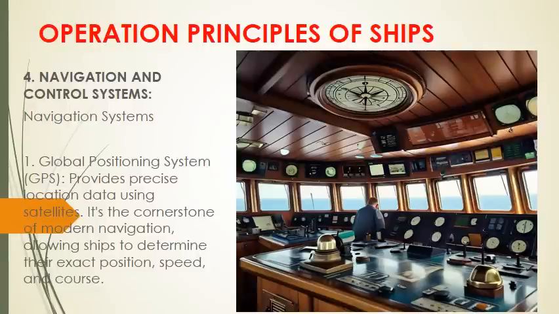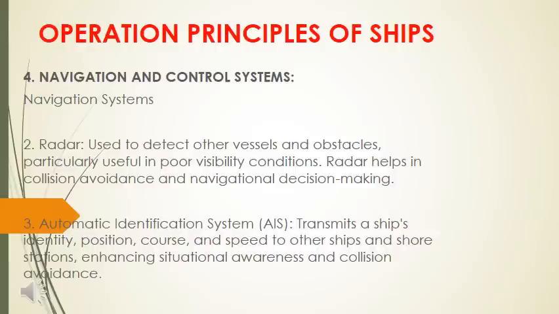Let's consider next navigation and control systems. Ships navigation and control systems. First, the navigation systems. It makes use of global positioning system (GPS). This provides precise location data using satellites. It is the cornerstone of modern navigation, allowing ships to determine their exact position, speed, and course.